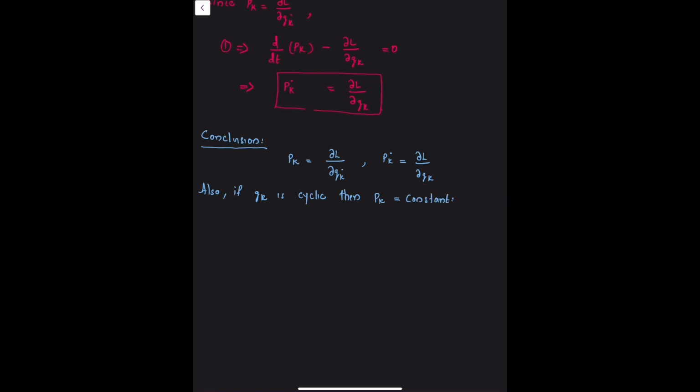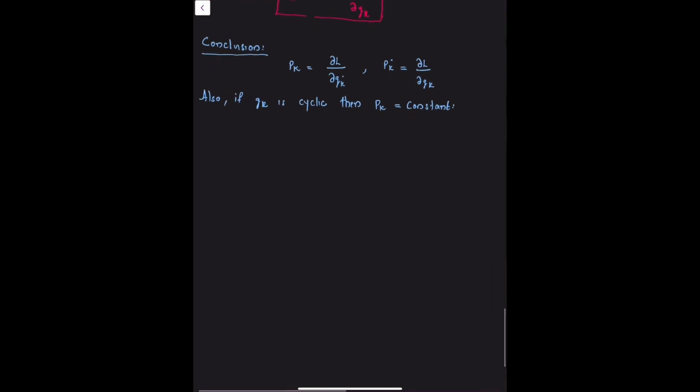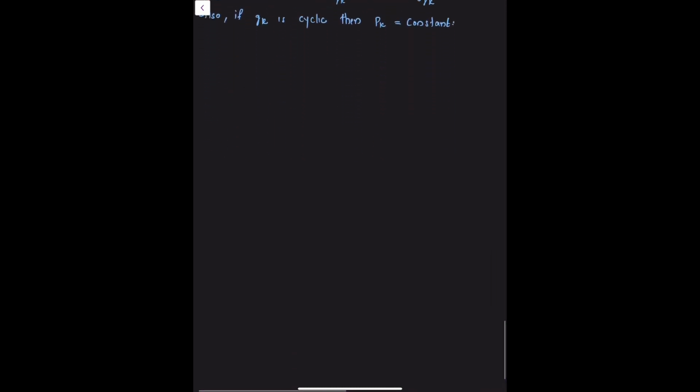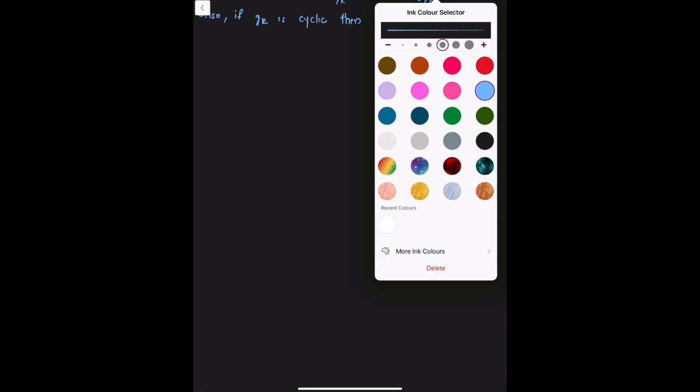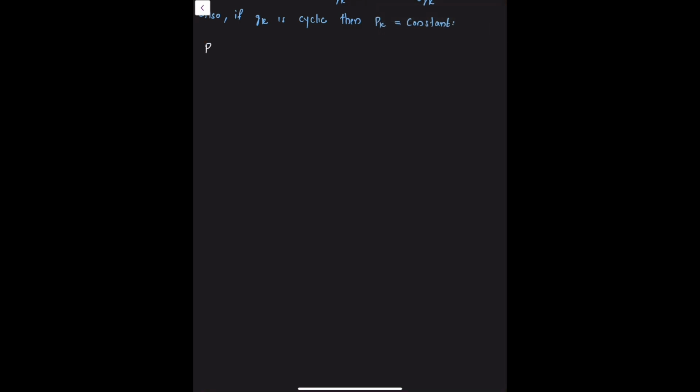So let us summarize the previous section by these sentences. pk is equal to dou L by dou qk dot. pk dot is equal to dou L by dou qk. And if qk is cyclic, then the corresponding momentum is constant.